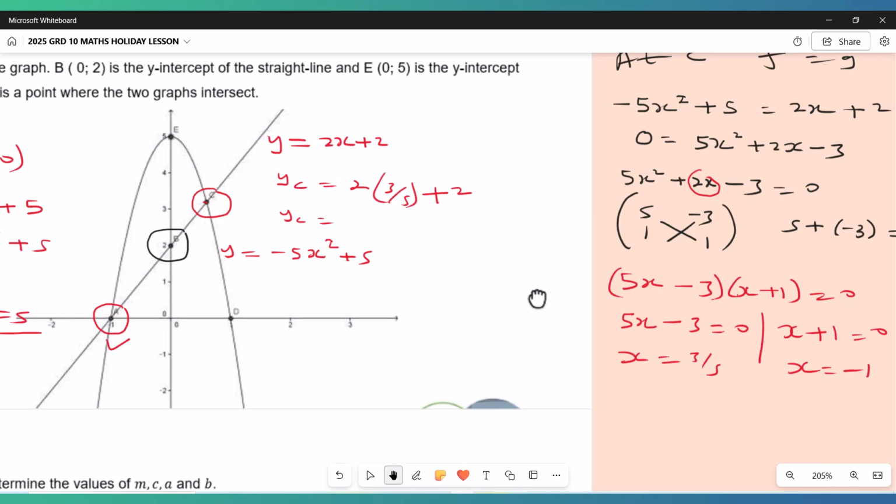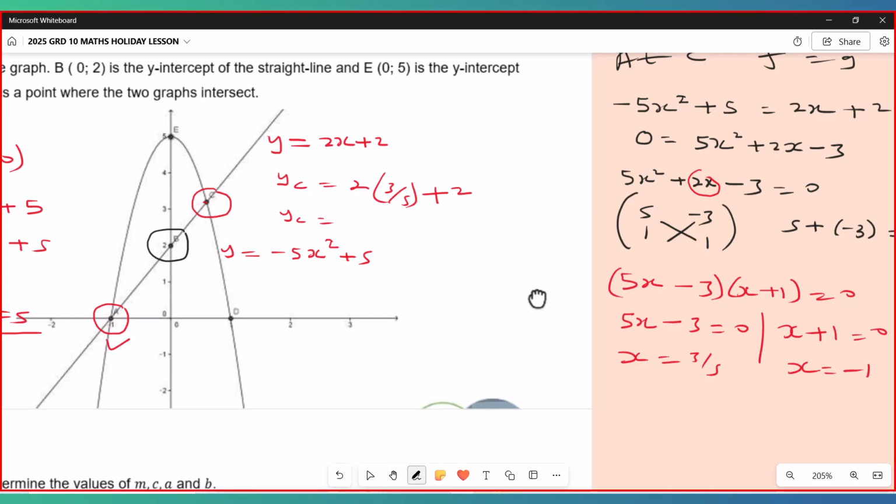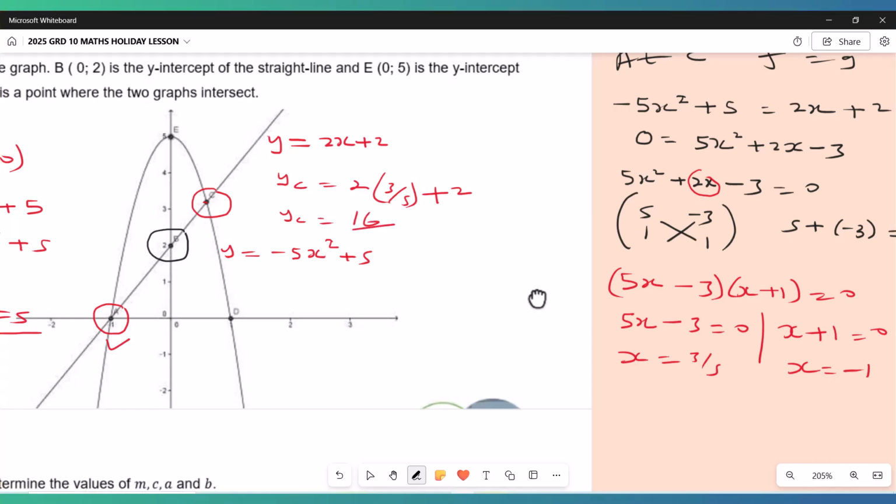That is 6 over 5 plus 2. Here I get 16 over 5. So that's our y there. So the coordinates for C, which they wanted here, are C is (3 over 5, 16 over 5).